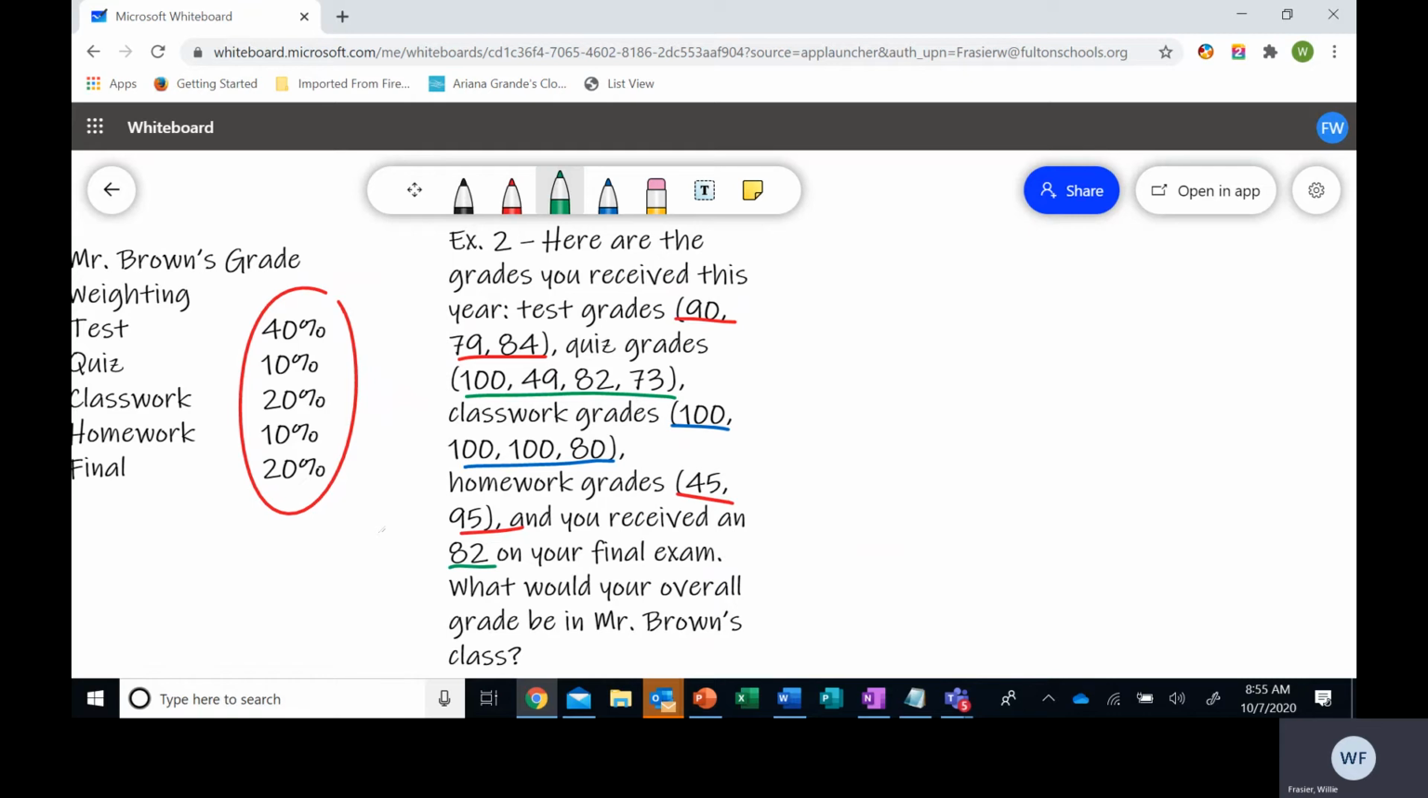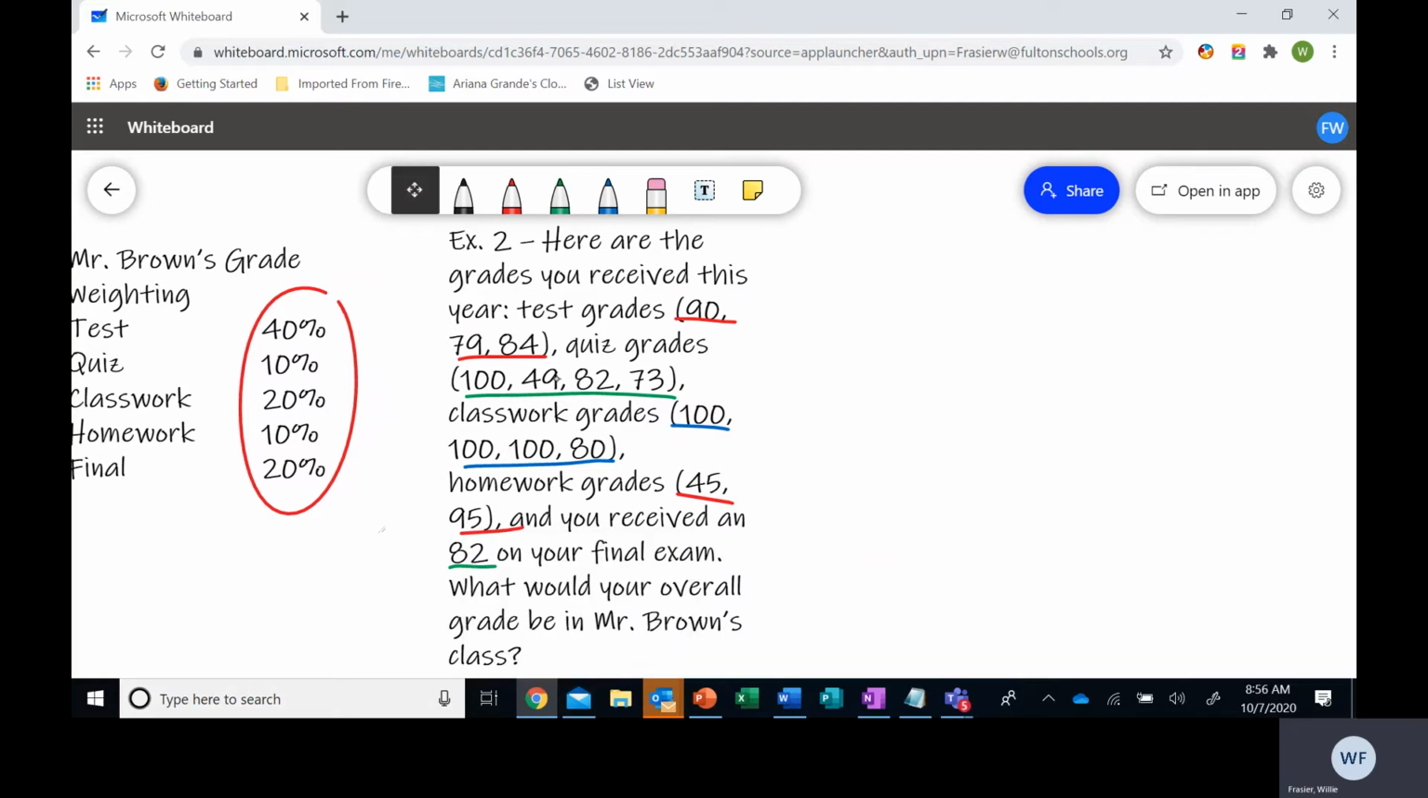All right. Now, what's different about this problem as opposed to the last problem that we did with the other class is that here you actually have to find the average. You have to find the average and then multiply it times the weight. So here they didn't just give us the average; we actually have to find it first. So let's go ahead and do that.